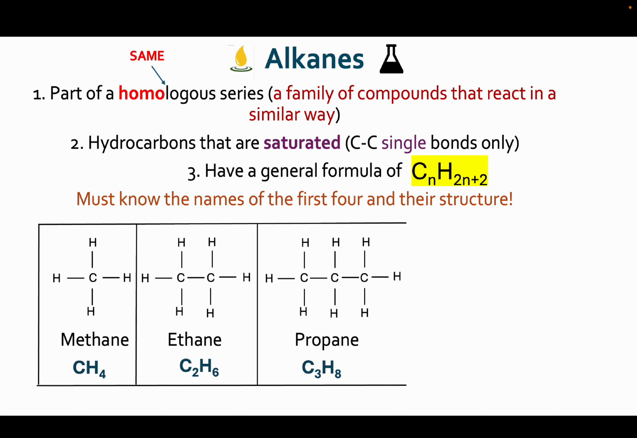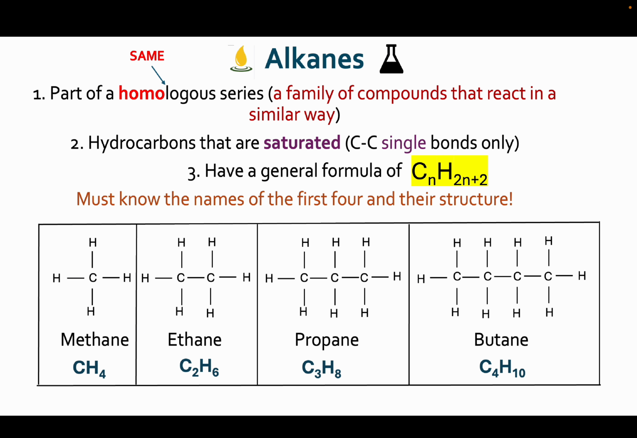Your next hydrocarbon is made up of 3 carbons. This is called propane, and again, if you calculate your number of carbons and hydrogens, you're going to end up with C3H8. The last one you need to know is butane. It's made up of 4 carbons and 10 hydrogens. They all follow the general formula that we saw earlier, highlighted in yellow, CnH2n+2.